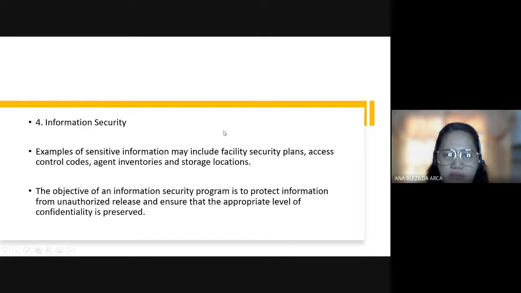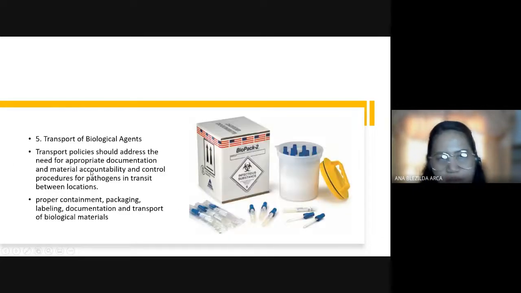Okay? That's why sensitive information may include facility security plan, access control, agent inventory, and storage location. So, the objective of this one is to protect the information from unauthorized release and to ensure that the appropriate level of confidentiality is preserved. Tandaan nyo, class, whatever you put online, hindi siya secure. That's why dapat meron din tayong mga information security program.